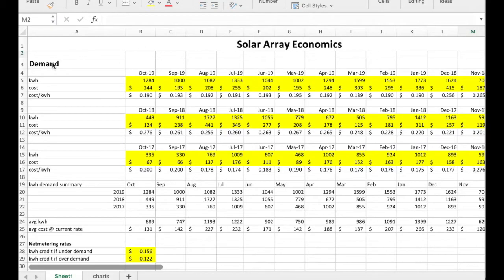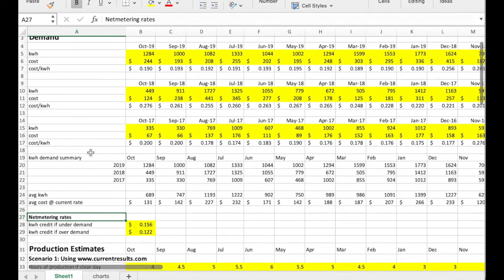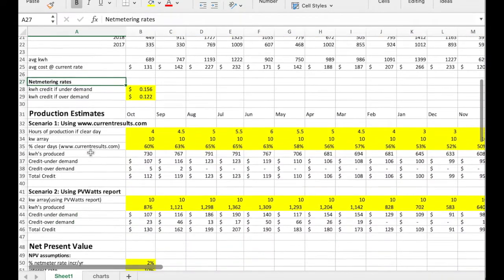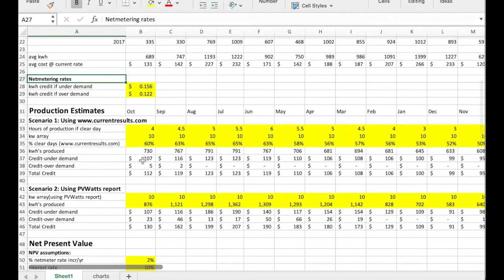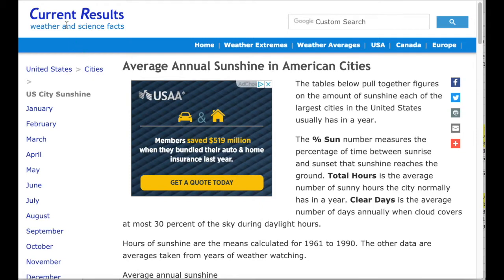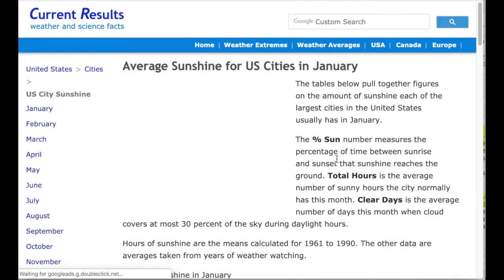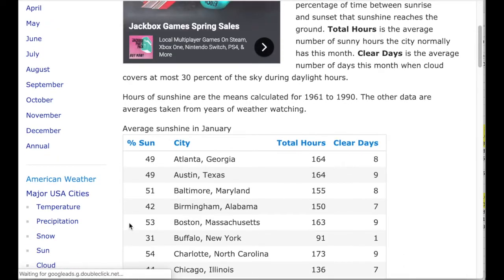Okay, so we have an estimate of demand and we have our net metering rates. It is time now to build an estimate of our solar production. To do this, I found two good sources of estimating sunshine. The first is a website called Current Results. For each month of the year and for each major city, they have data on the average amount of sunshine. In this example, if I choose January, there is a 53% chance of sunshine in Boston.